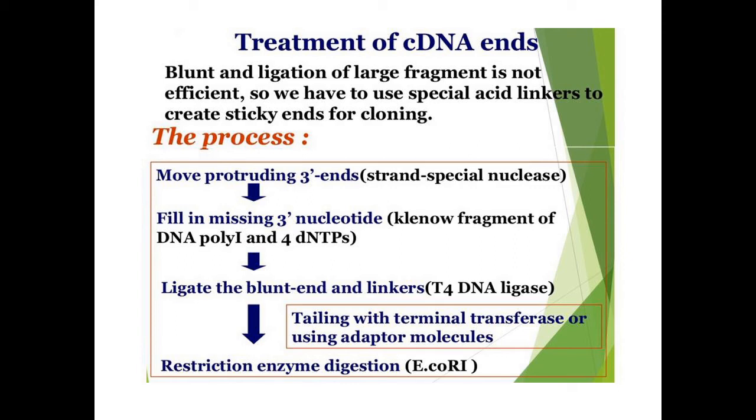So blunt end ligation of large fragments is not efficient, so we have to use special linkers to create sticky ends for cloning. In this process, a single-strand specific nuclease is required, and we fill the missing 3' nucleotide using the Klenow fragment of DNA polymerase and the dNTPs. We ligate the blunt end and linkers, and restriction enzyme digestion is then carried out.